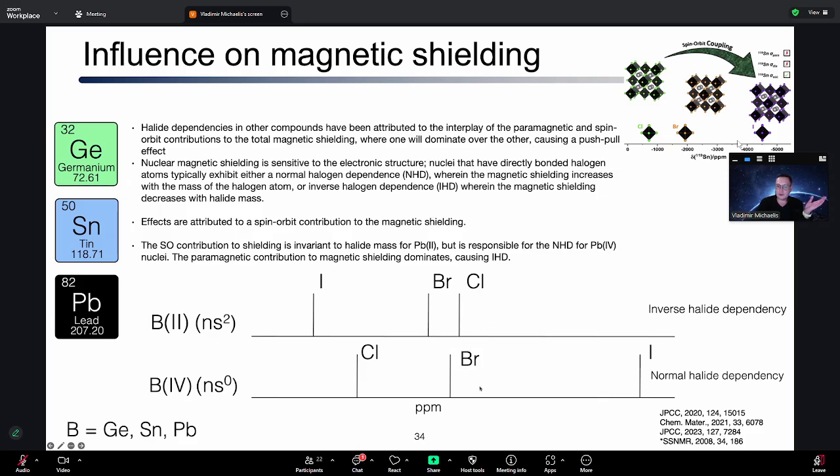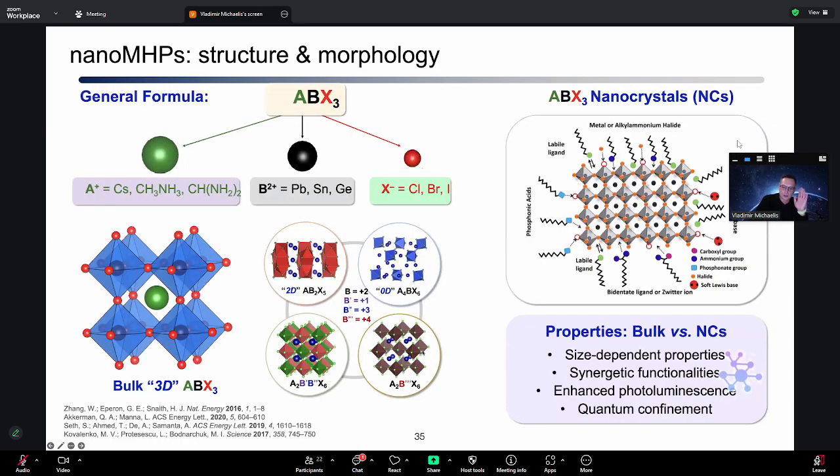In the case when you go to a 4+ oxidation state, you also have a sizable spin orbit coupling. And this spin orbit coupling influence actually dominates over the paramagnetic, driving this exchange aspect here. And so this is a really nice, elegant example of more of the physics, or more of the electronic structure, of what's going on. Okay, so that finishes story number 1.